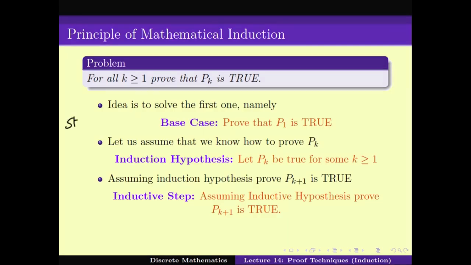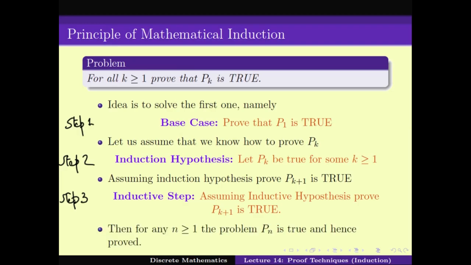So these are the three steps that are there. Step 1, step 2, and step 3. And once you have step 3, then it follows that I have the whole problem. Namely, we have proved that for all n, Pn is true. This is what is guaranteed by the principle of induction. And we will be using this to prove our theorems, our problems.